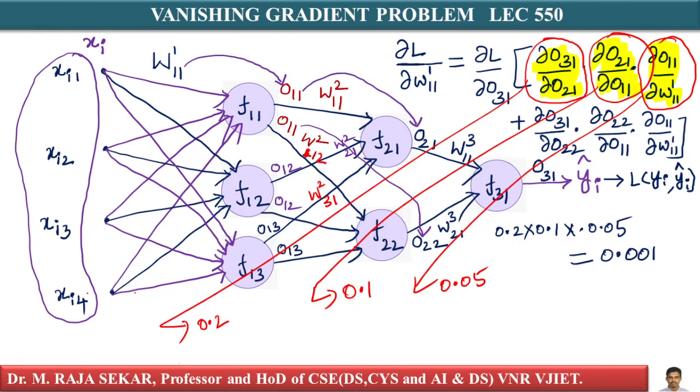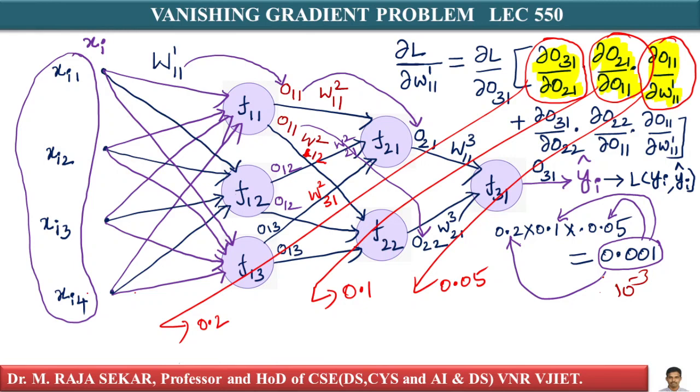0.001. You get a value much smaller than any of the individual gradients, isn't it? 0.001 is smaller than 0.2, smaller than 0.1, smaller than 0.05. This number is 10 power minus 3, because you are multiplying numbers which all lie between 0 and 1. The value that you get will be significantly less than 1.